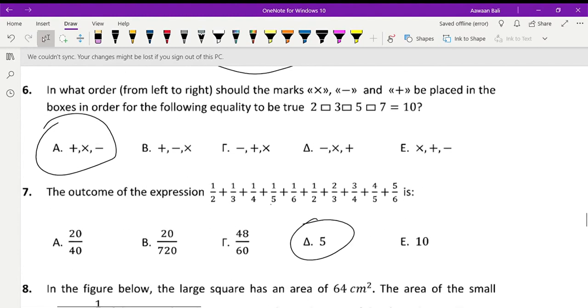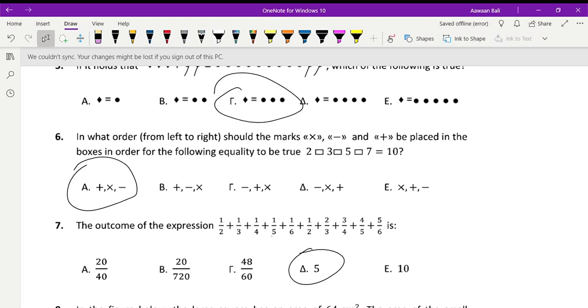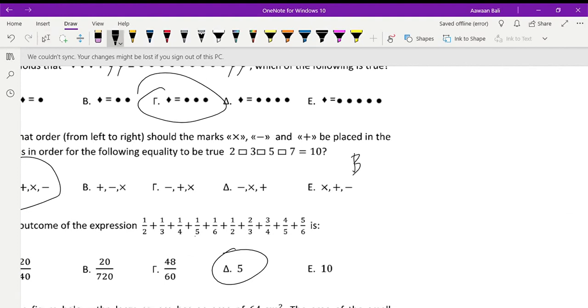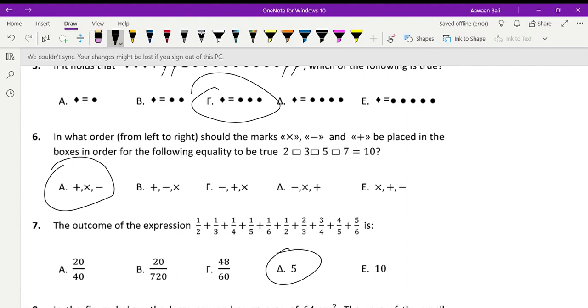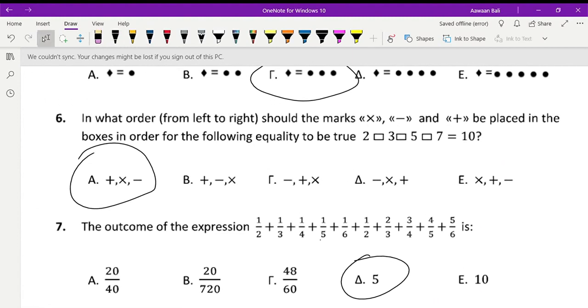In what order from left to right should the marks multiplication, subtraction, and addition be placed in the boxes in order for the following equality to be true. 2 space 3 space 5 space 7 is equal to 10. Here we're using BODMAS or BIDMAS. For most people here, I think BIDMAS is how they say it, but I don't know. Well, so you could say BODMAS or BIDMAS. I'm gonna use BODMAS in this case. If you're confused, just think of the O as the I. But we don't actually need that because we don't need to use it here.